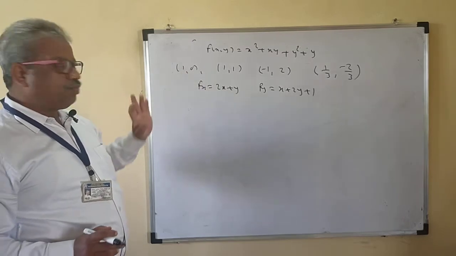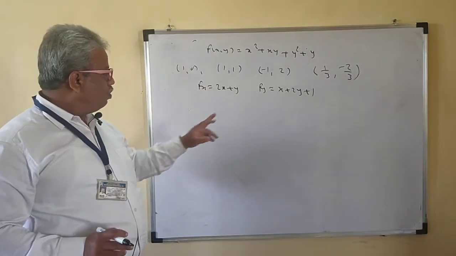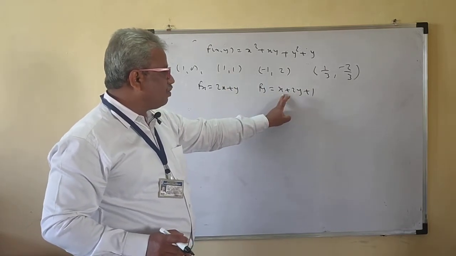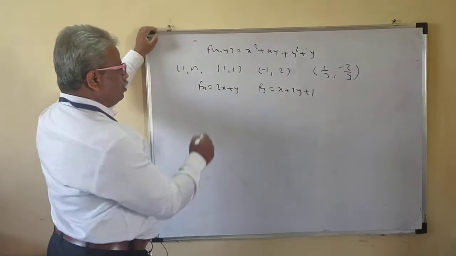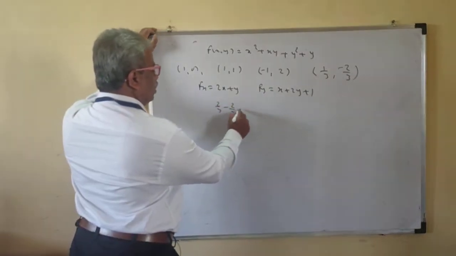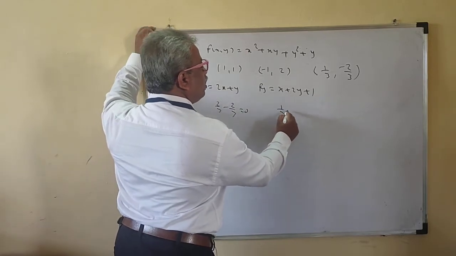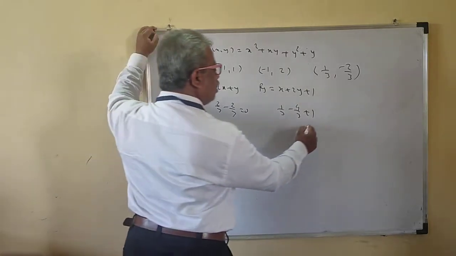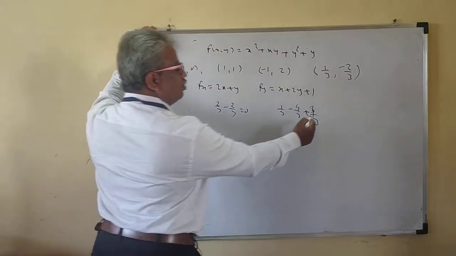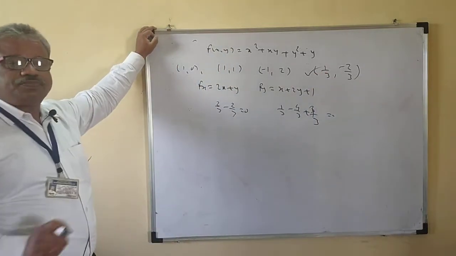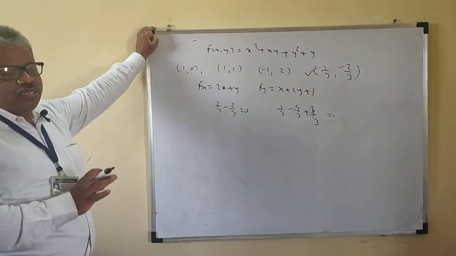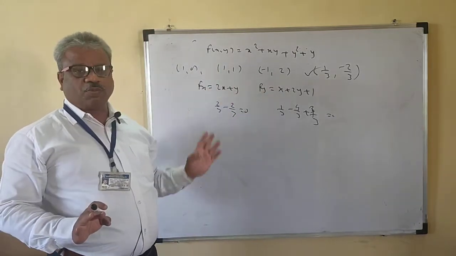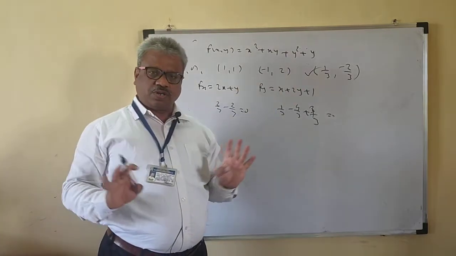See (1, 0): this will not be 0. (1, 1): this will not be 0. (minus 1, 2): this is 0 but the other is 4 and this is minus 1, so this is not 0. What about this one then? 2 by 3 minus 2 by 3 is 0. And 1 by 3 minus 4 by 3 plus 1 is 3 by 3 minus... so this is 0. That means this is the critical point. In this way you can choose the critical point. Just for a critical point, you have to find fx and fy and check all four points. That will be your answer for the critical point.